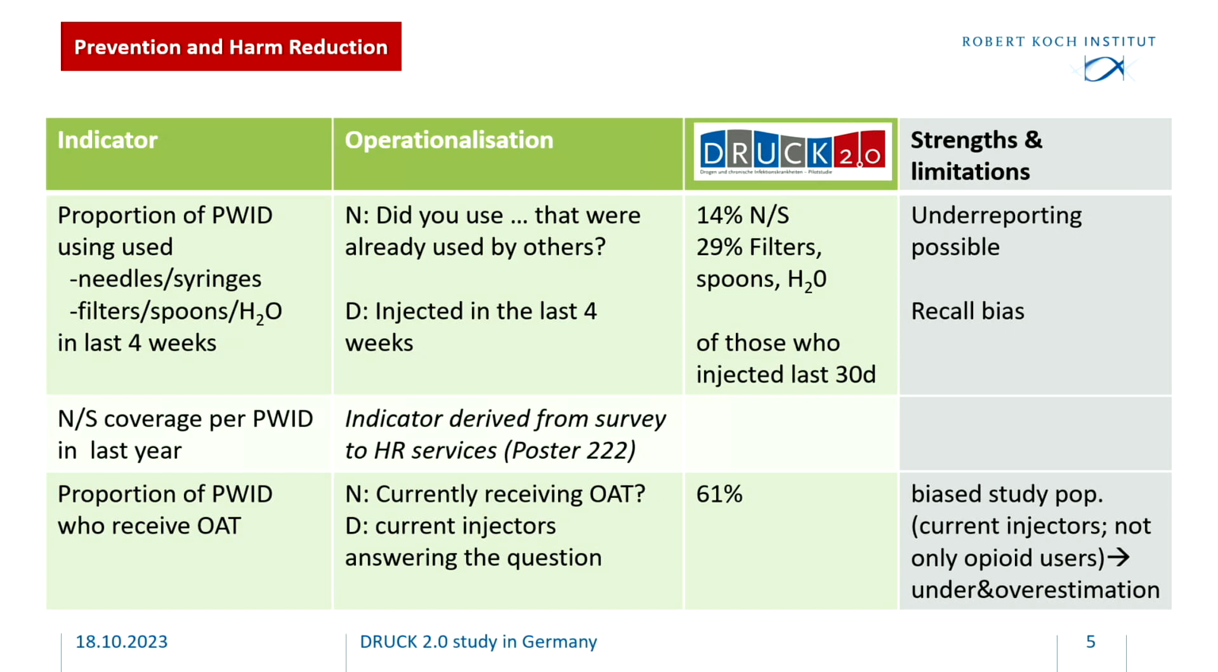Strengths and limitations with this cross-sectional data. Of course, if it's self-reported, underreporting is always possible. And for sharing behaviors, for example, we think that there might be underreporting. Of course, there's also recall bias. People might not recall if they shared or not. And regarding the indicator on opioid agonist treatment, I think there is under and overestimation possible. It is a biased study population for this indicator because it's not only people in need for OAT, and it's current injectors, so there might be both, in both directions.